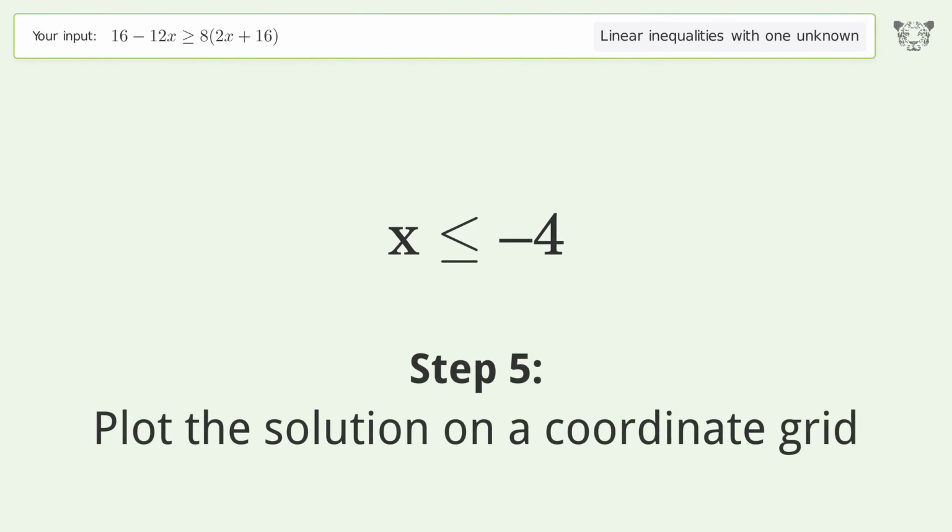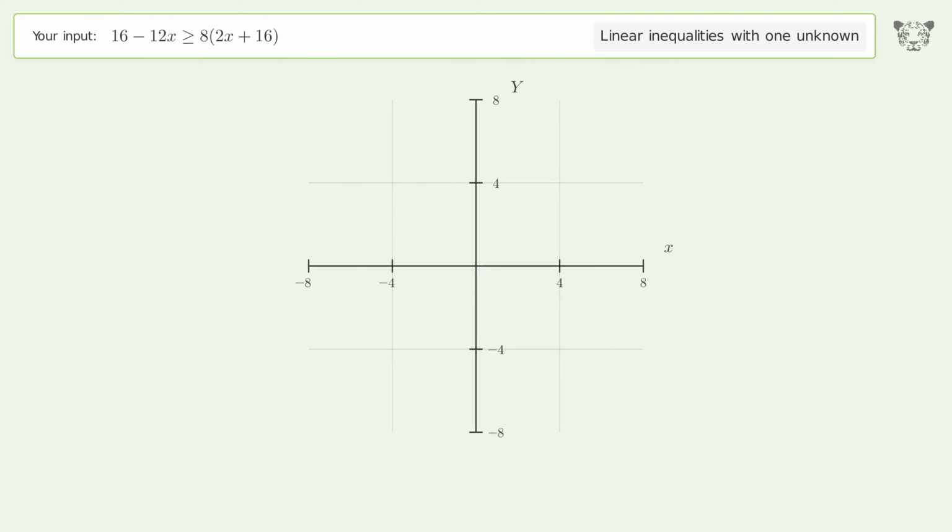Plot the solution on a coordinate grid. And so the final result is x equal or smaller than -4.